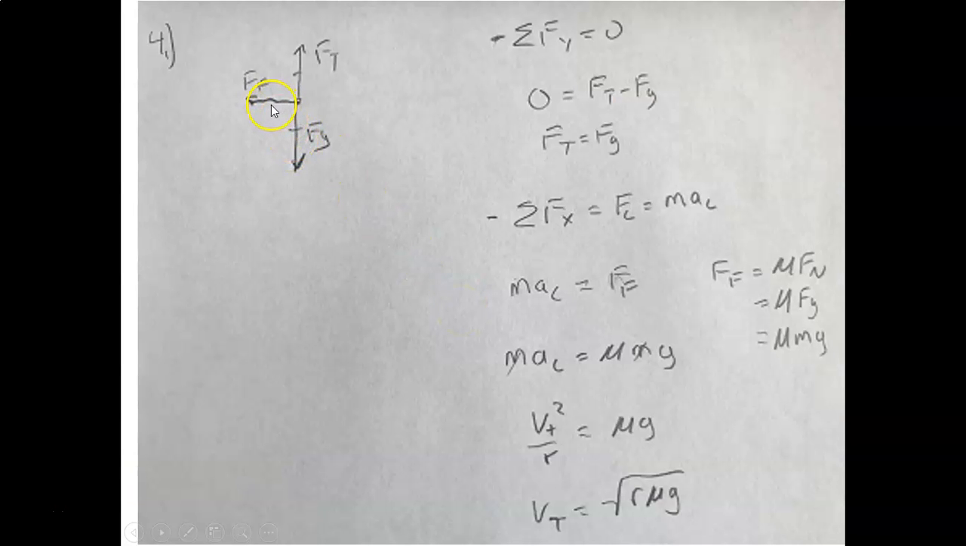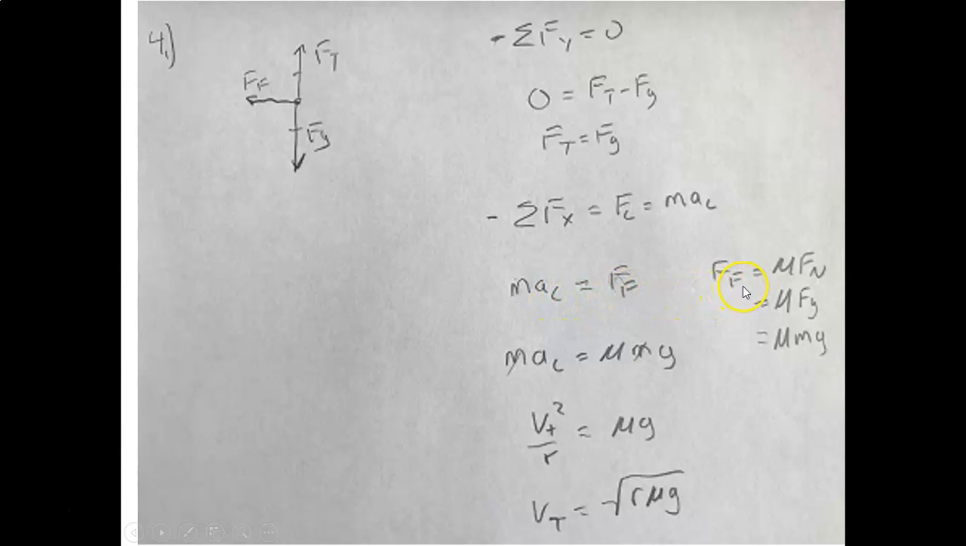So we're going to say that the forces in the y direction cancel. So 0 equals, and again I said up is positive, F_N minus F_g. F_N equals F_g, which we already knew because we drew hash marks here, but that's the full process. Then the forces in the x direction have to equal my centripetal force. So the sum of the forces in the x direction equals mass times acceleration. So mass times centripetal acceleration equals the force of friction.